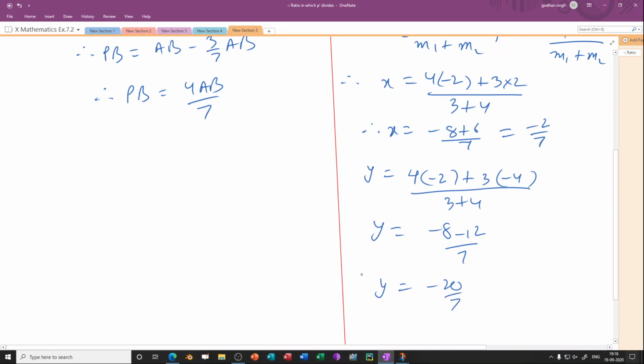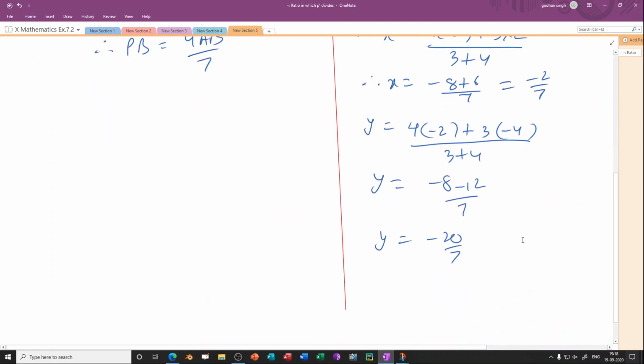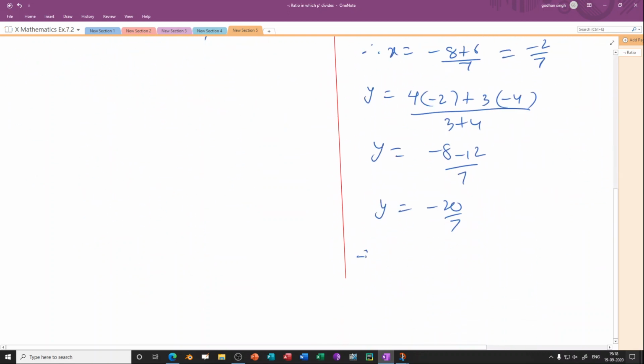So therefore we can say that the required point P is: what is the value of x here? Minus 2 by 7, and the y coordinate is minus 20 by 7. So this solution is complete here.